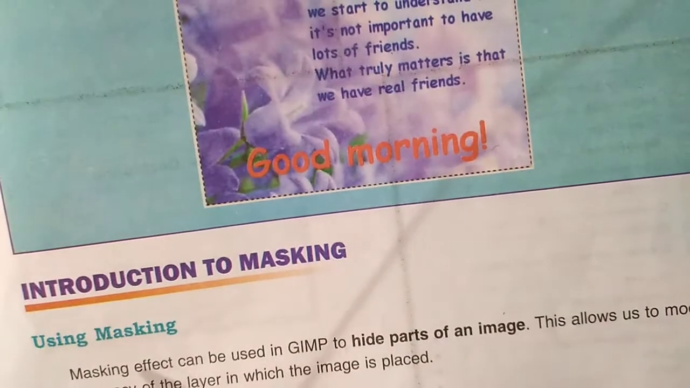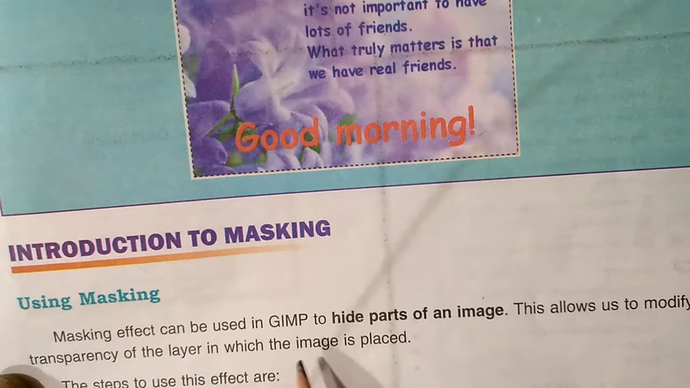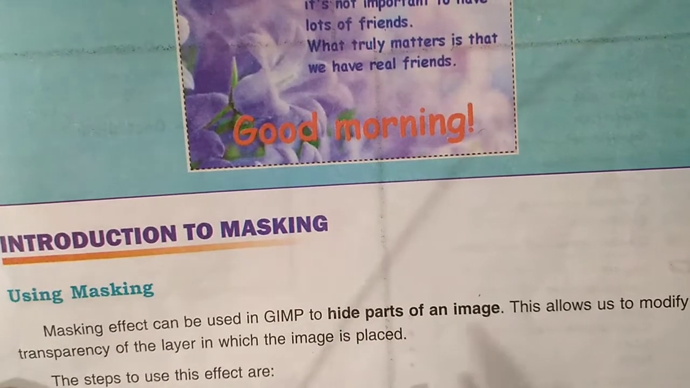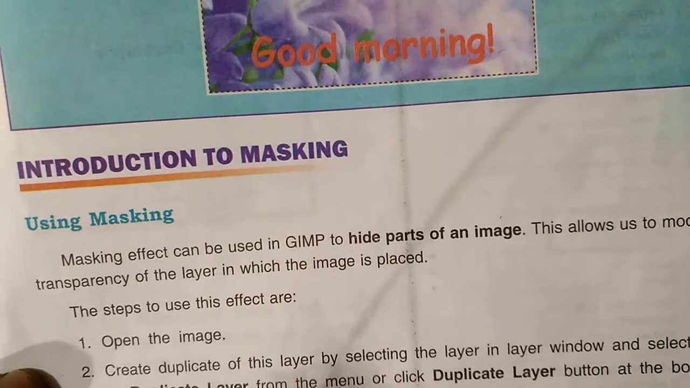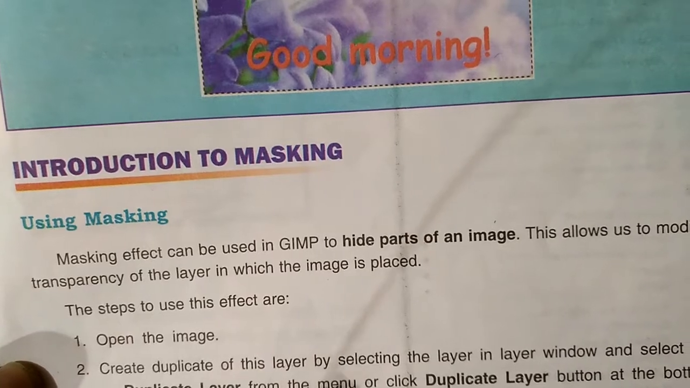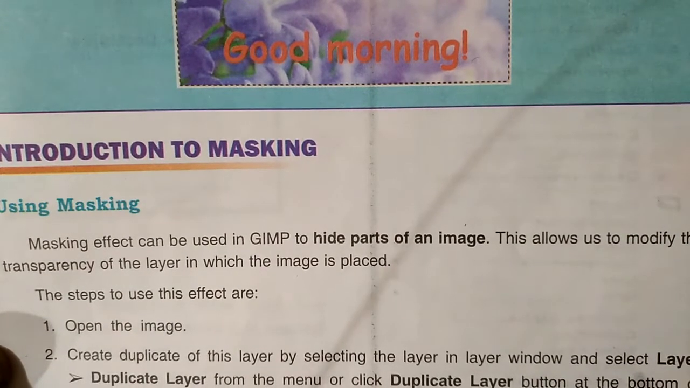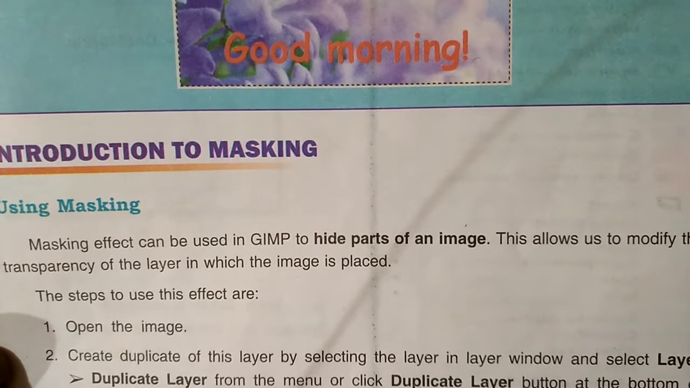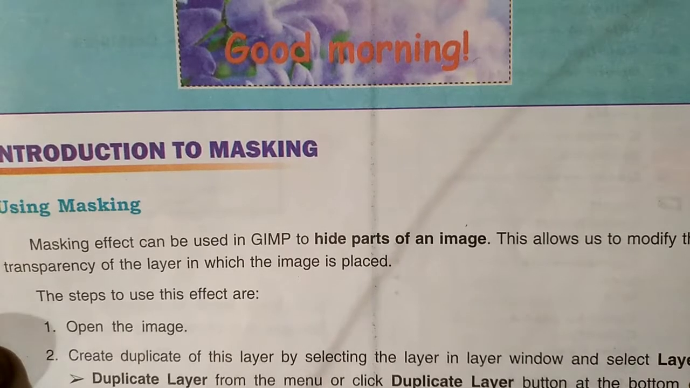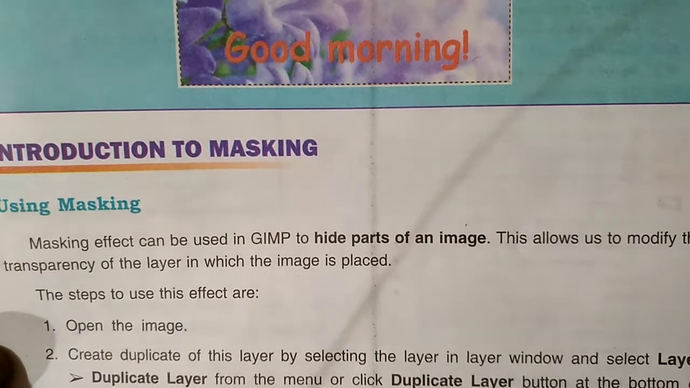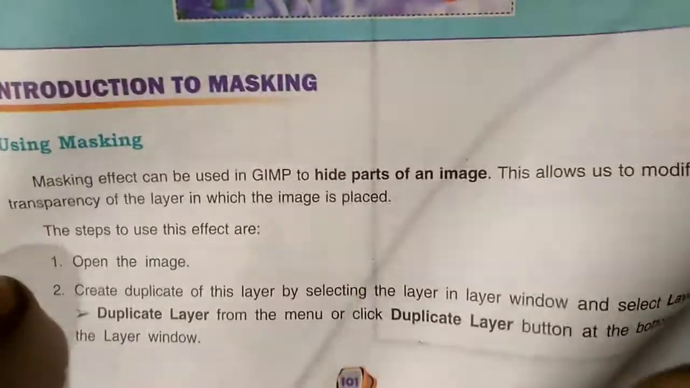Now masking. The masking effect can be used in GIMP to hide parts of an image. What are the steps? Open the image. Create a duplicate of this layer by selecting the layer in the layer window and selecting Layer, Duplicate Layer from the menu, or click the duplicate layer button at the bottom of the layer window.